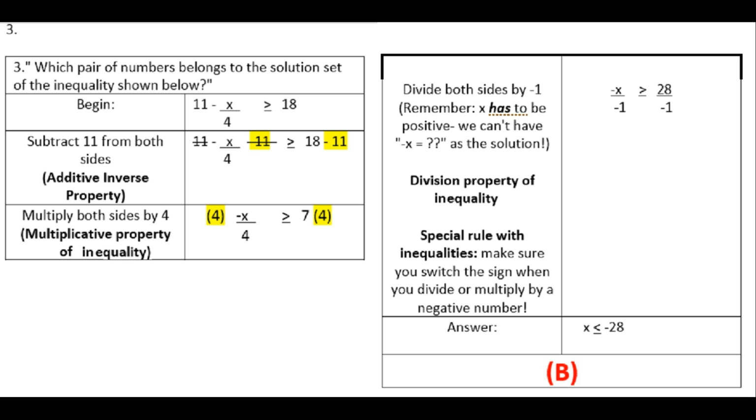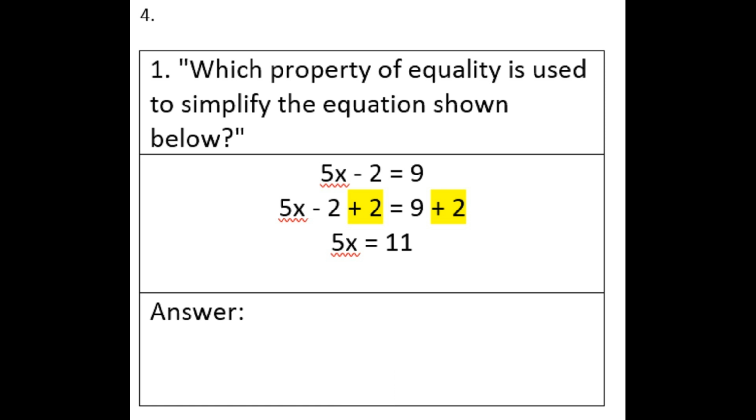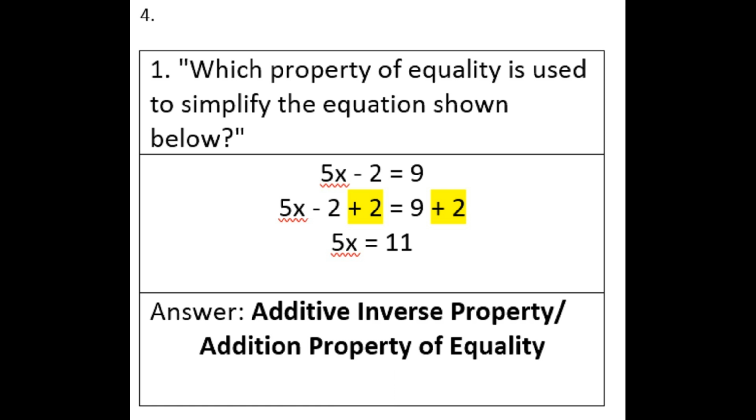All right. So going on to number 4. It says here, which property of equality is used to simplify the equation shown below? Now, we saw something like this in the very first problem. And we saw that it was the additive inverse property, and it is, but it's also the addition property of equality. Why? Because we're adding the same number to both sides. All right, and the answer is G. Okay, so we're adding 2 in that second step, and that's why it's the addition property of equality.